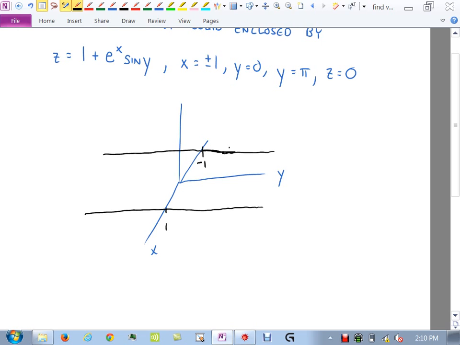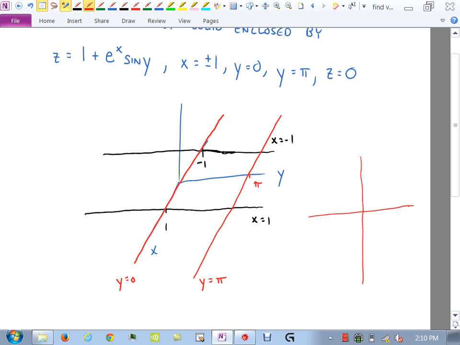Y equals 0. I'll label these. X equals negative 1. X equals 1. Y equals 0 is this. And Y equals pi, let's say this is pi right here. Not drawn to scale, but that's what it would look like, right? Y'all see that? Now, I think it's good to be able to do it in 3D, but you could have done all of this in 2D. Here's 1, here's negative 1, here are my X's. Here's my Y's.